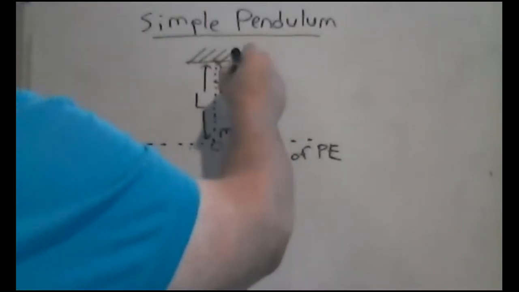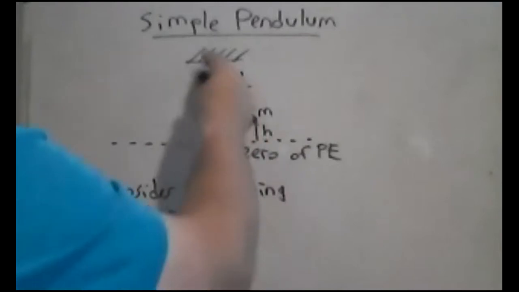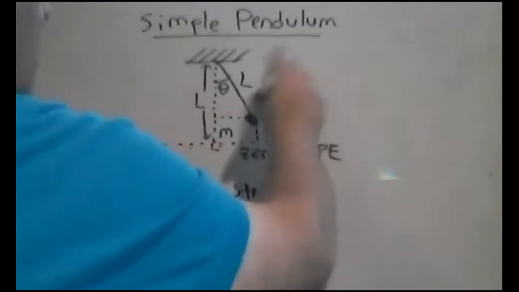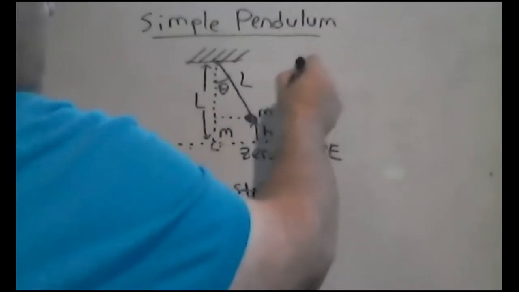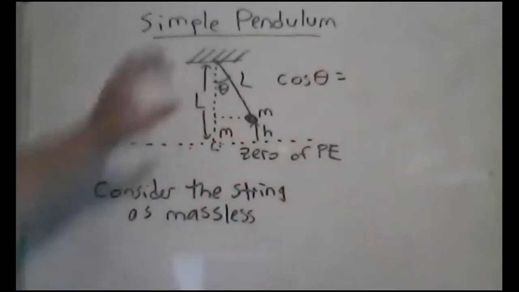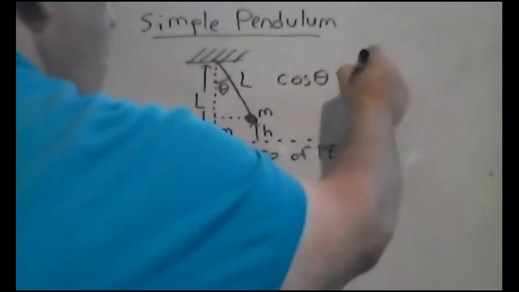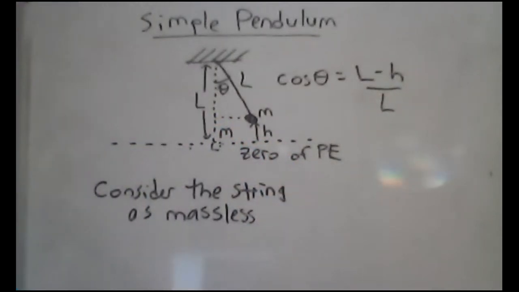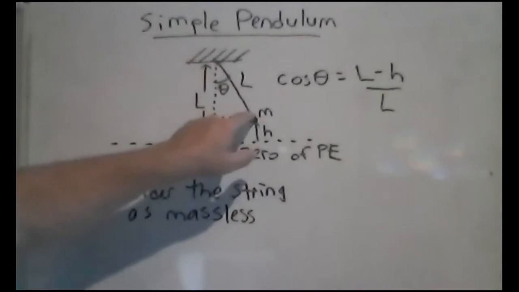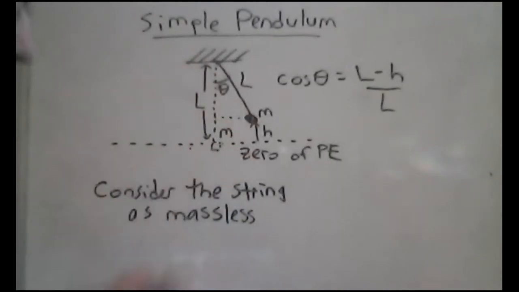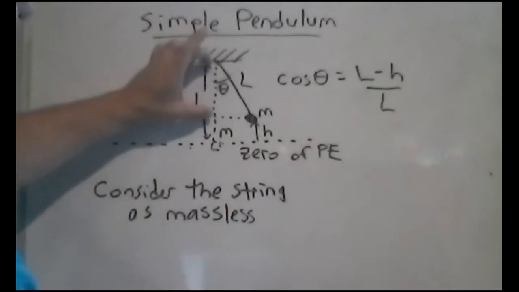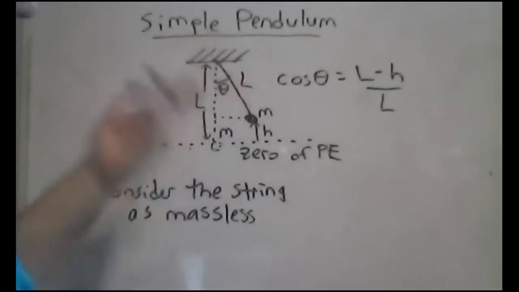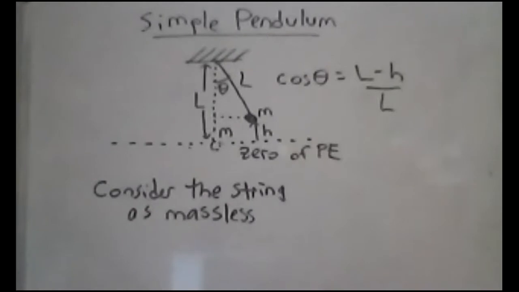Well, we know that this length is still L. This is a right triangle, right? So I know that, for instance, cosine theta is L minus h over L. If I want to figure out theta, I can figure it out that way. The string is still length L. That's my hypotenuse. My cosine is the adjacent over the hypotenuse. What is the adjacent? It's L minus h, since it's at a certain height h. The hypotenuse is L. So I could determine theta by taking the inverse cosine of those lengths.